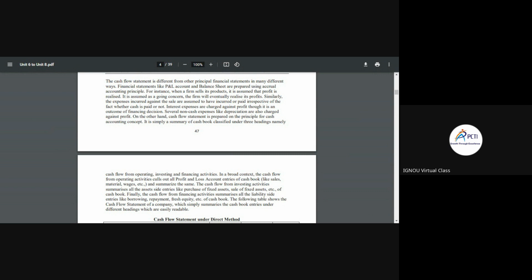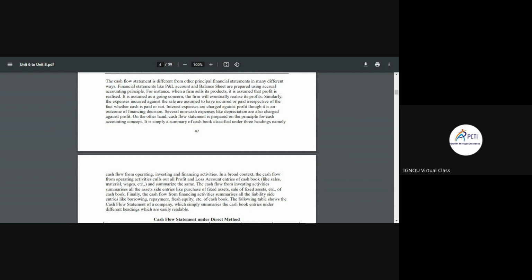And when we are preparing the financial statement, we need to prepare the P&L account and balance sheet. So we have these two different cases, in the case of financial statement and cash flow statement. This is the major difference between these two. In the case of P&L account, you need to show all the profits and losses which we discussed in unit 6 and 7. These are the financial statements.